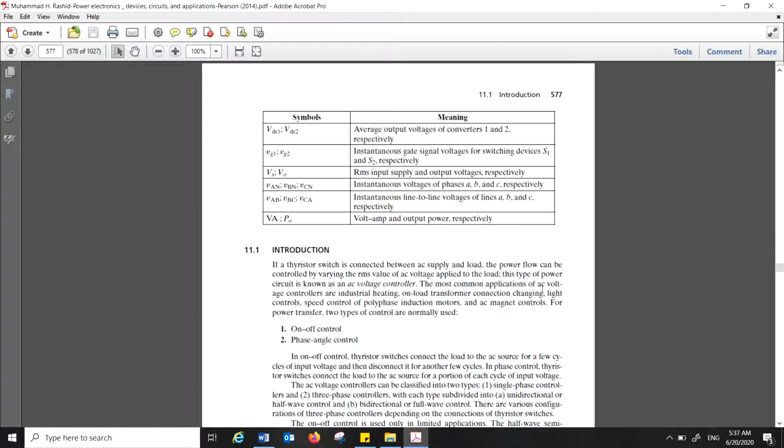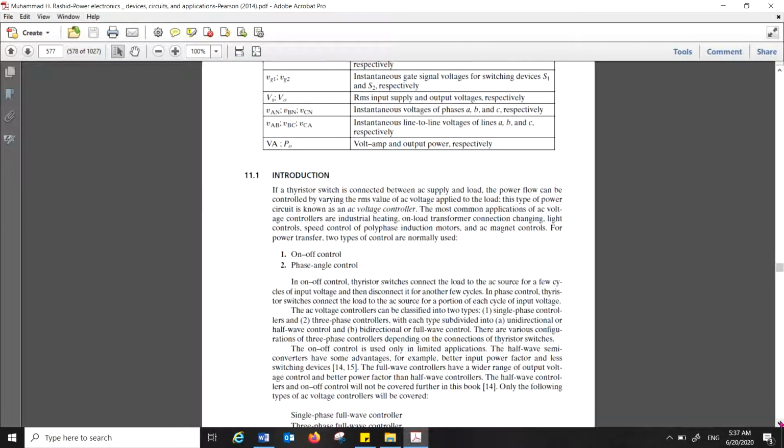The most common applications of AC voltage controllers are industrial heating, on-load transformer tap changing, light controls, speed control of polyphase induction motors, and AC magnet controls. These are the very sophisticated types. For power transfer, two types of control are normally used. On-off control, that is, you just use a switch, and the other is phase angle control. It's very interesting.